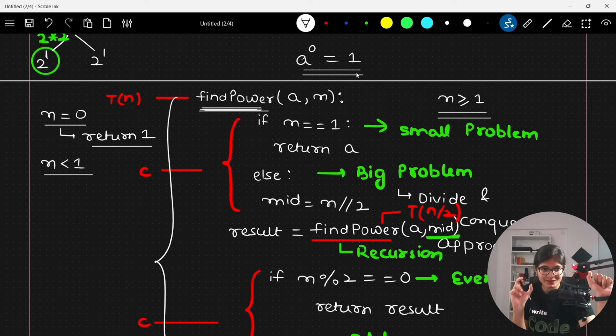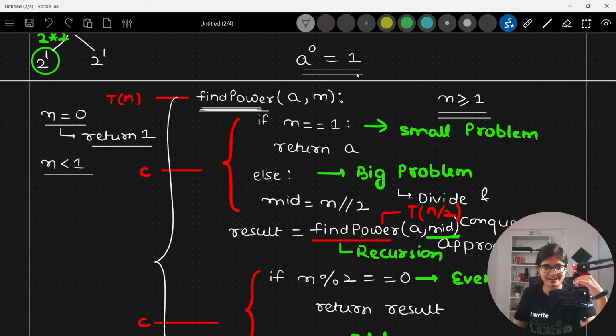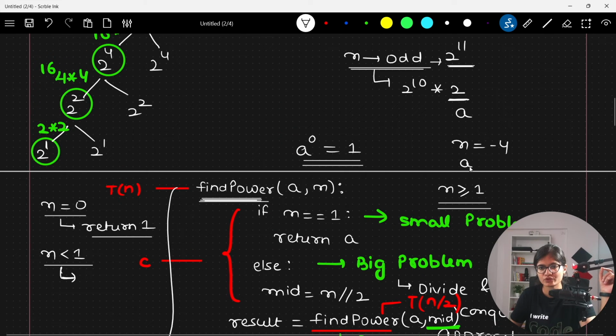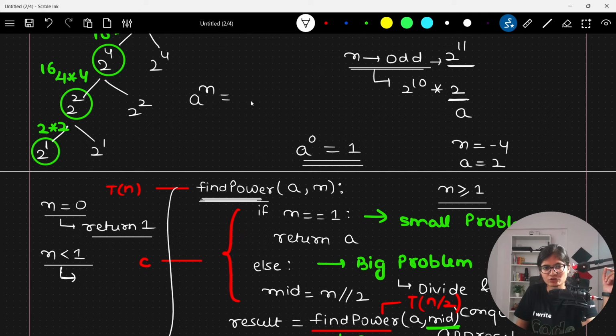What will happen when the value of n is less than 1? I will talk about the logic of the same, but for the implementation part, I will give it to you. So when the value of n is less than 1, think over it. For example, say the value of n is equal to minus 4 and the value of a is, suppose, 2. At that point of time, what will you do if you want to find out the value of a to the power n?